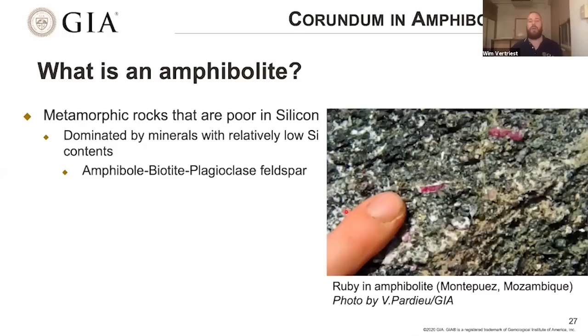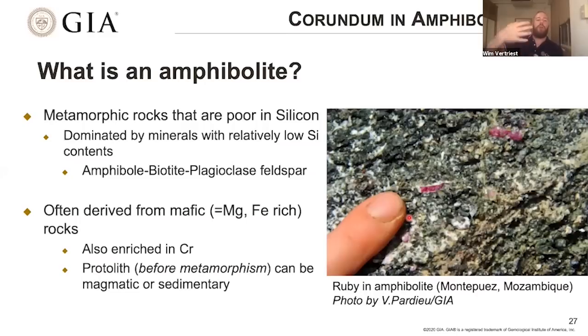And we can see an example of an amphibolite on the right-hand side here, where we have a lot of these dark minerals, and the white minerals are the feldspar, but the dark minerals are the amphiboles and those biotite micas. Now, these rocks are often derived from what we call mafic rocks. Mafic rocks, very rich in magnesium, iron, that's why they're so dark. But they're also very often enriched a little bit in chromium. So there's some chromium around that we can use to build some interesting gemstones. For example, ruby. Now the protolith, which means that what this rock looked like before it was metamorphosed, can be magmatic, can be sedimentary.